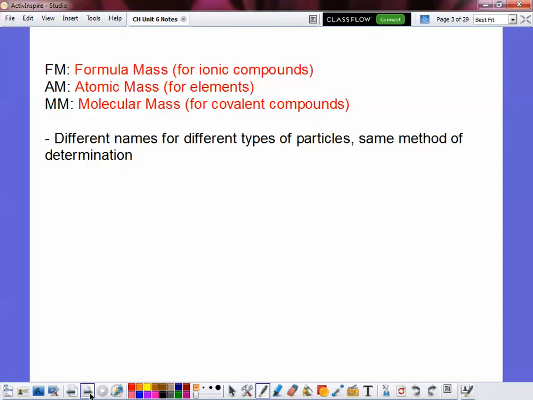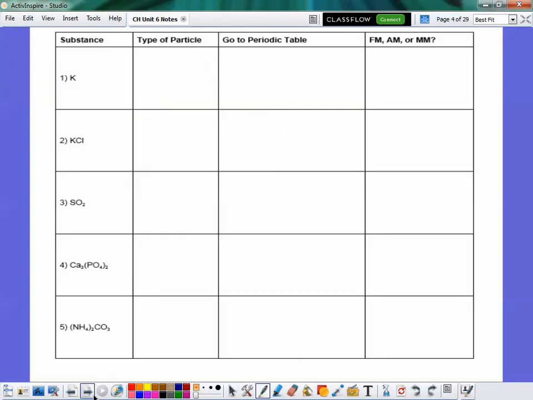All right, are there any questions so far? All right, are we done writing? We good? Okay. So let's go back to the chart that's on the previous page for you guys. Do you have your calculators ready and your periodic tables ready? Because you're going to need them.